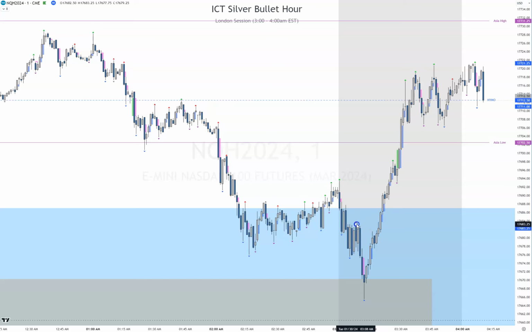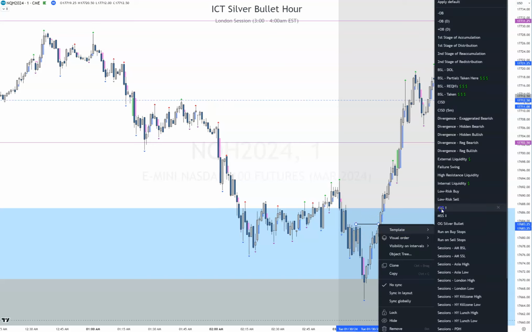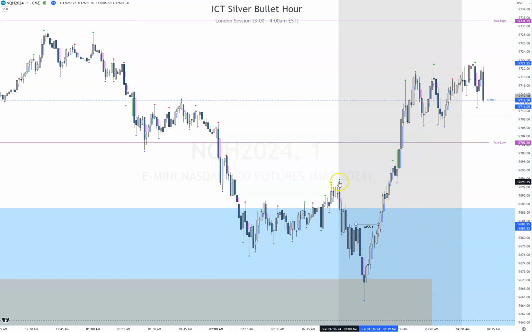I would say, this being a market structure shift on the smaller time frame, ideally I'd want to have this one because this would be the major swing that came down. So I'd want to see that right there, right?